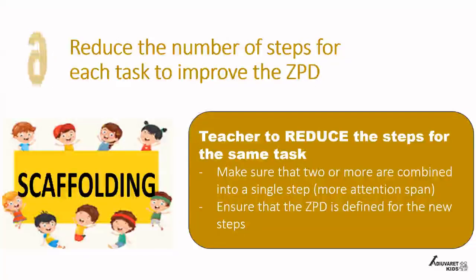Let's say a nursery child who is between 3 and 4 years, and the learning objective or learning outcome is that the child must write the English alphabet letter A without much difficulty.